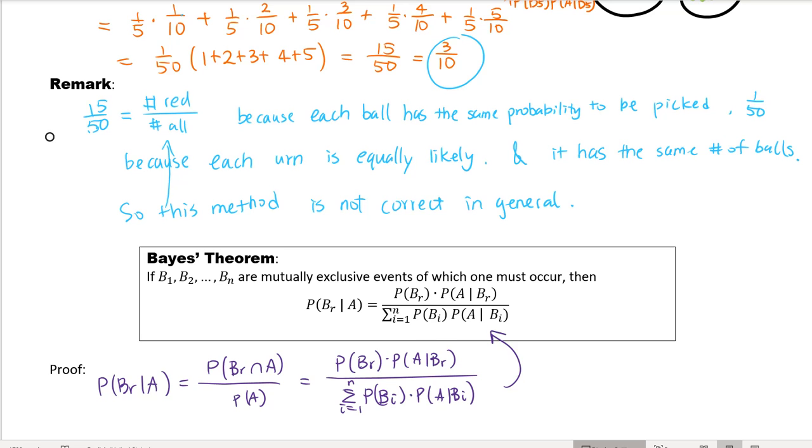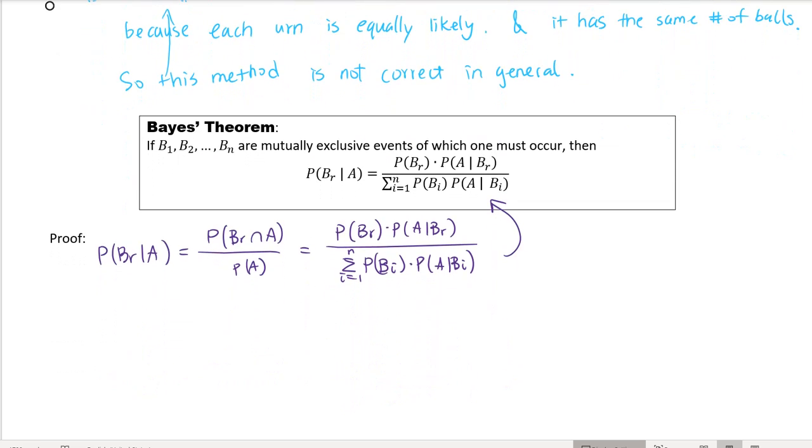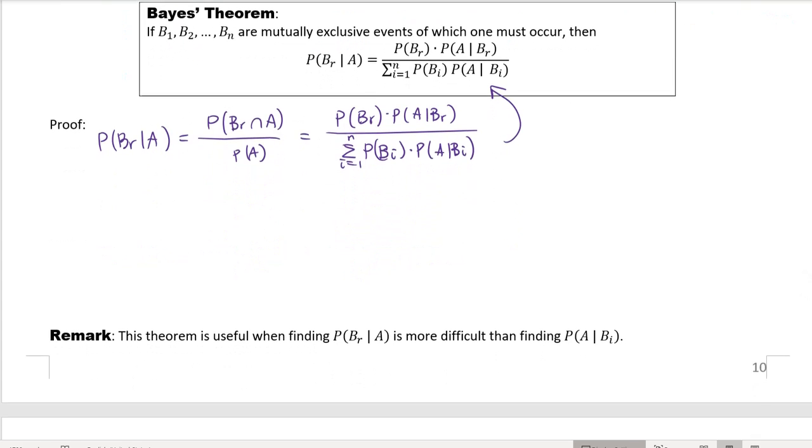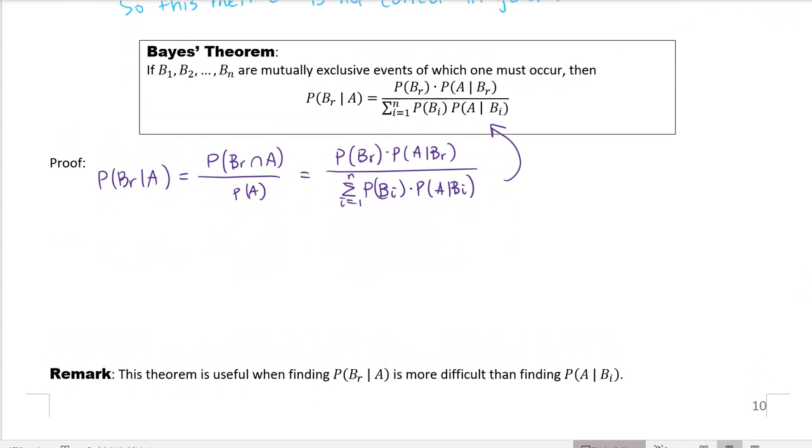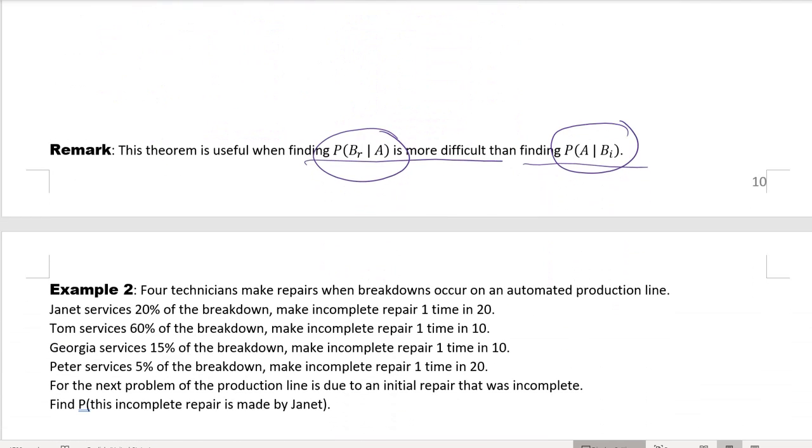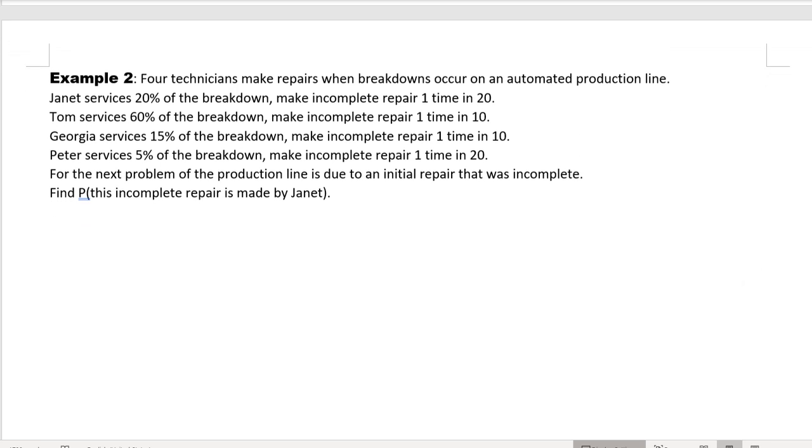And we remark: this theorem is useful when finding P of Br given A is more difficult than finding P of A given Bi. Okay, so if you know some conditional probability and you want to find the opposite order, then you want to use Bayes' theorem. Okay, so let's look at some examples.